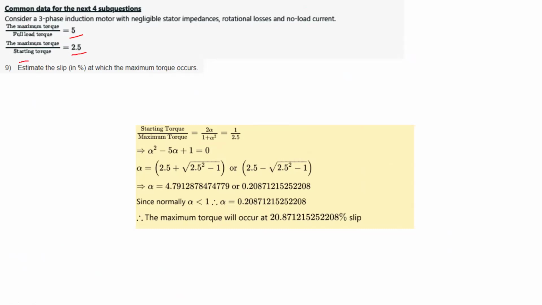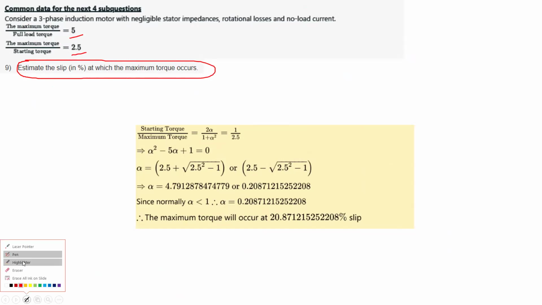So they are asking to estimate the slip in percentage at which the maximum torque occurs. Which ratio will you take? The ratio of maximum torque to full load torque is available, and the ratio of maximum torque to starting torque is also available. But if we have to solve for the slip at which maximum torque occurs, basically alpha, we need to know the slip of either of the two.